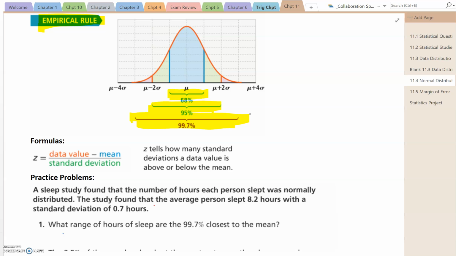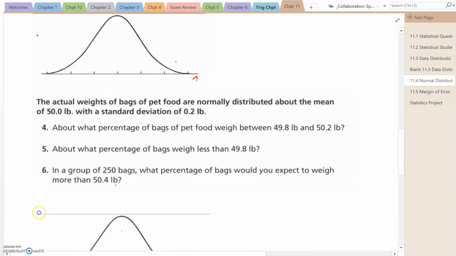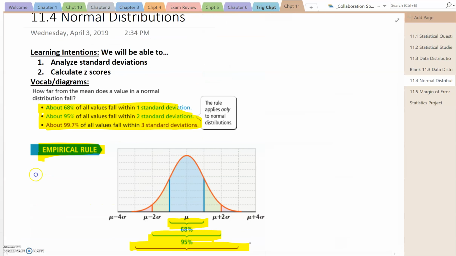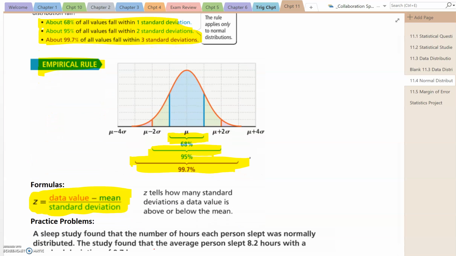You use z-scores to standardize your unit of measurement, so that way you can compare multiple data values in multiple distributions. So we will see what that looks like in some practice problems here. I'll actually start a new video just to make your life easier. But this is, in general, what we are learning in section 11.4 using this z-score formula and using these percentages to answer some statistical questions.